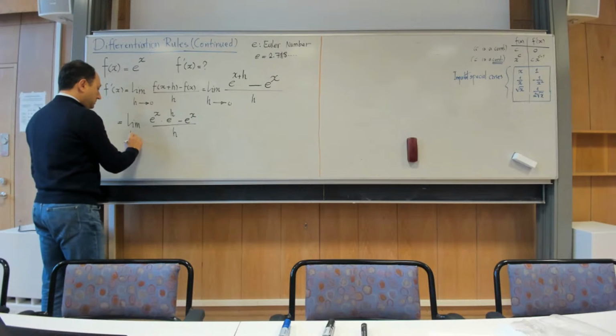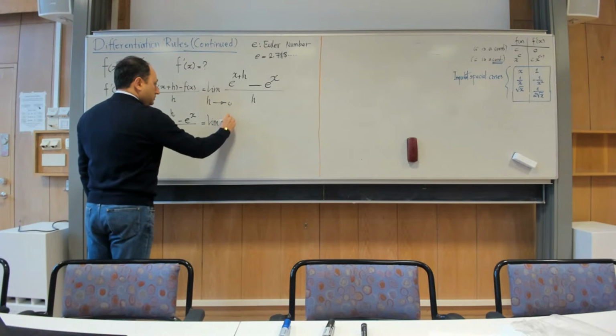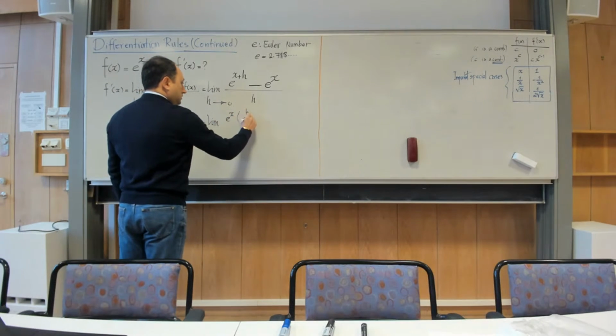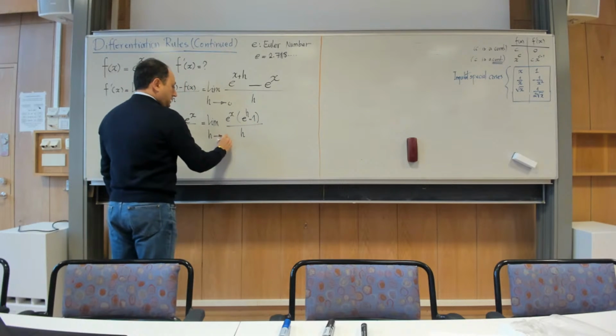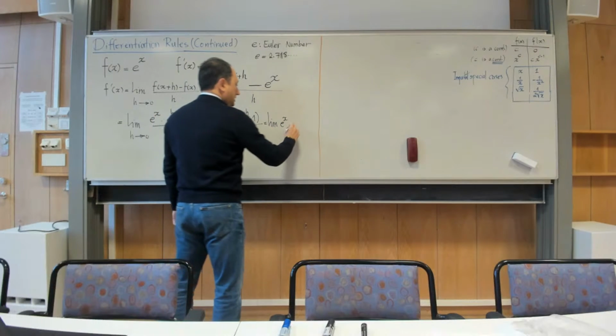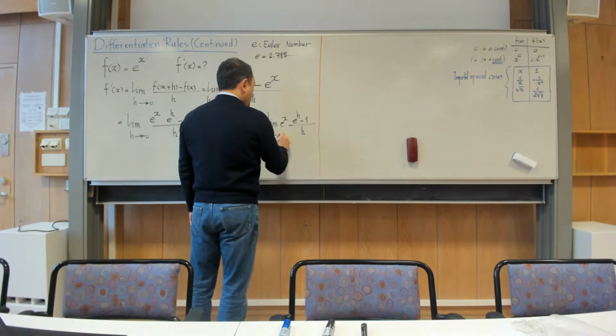As h goes to 0, I can factor e to the power x out. This becomes e to the power h minus 1, divided by h, as h goes to 0. So let me write it a little differently: I write e to the power x here, and then the limit of e to the power h minus 1 divided by h, as h goes to 0.